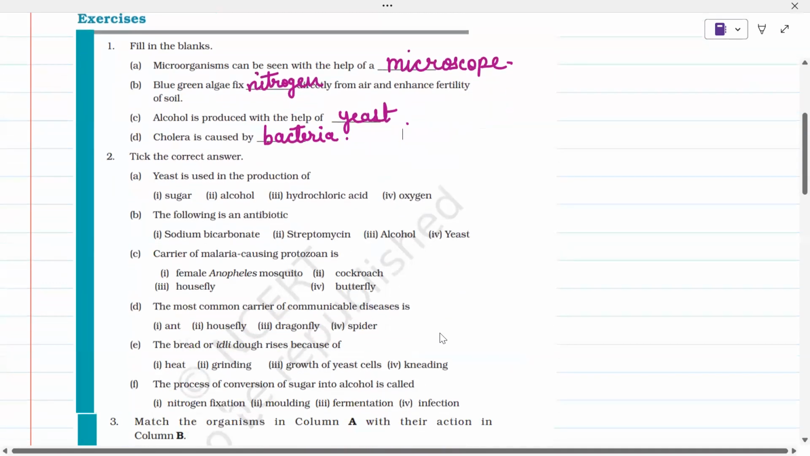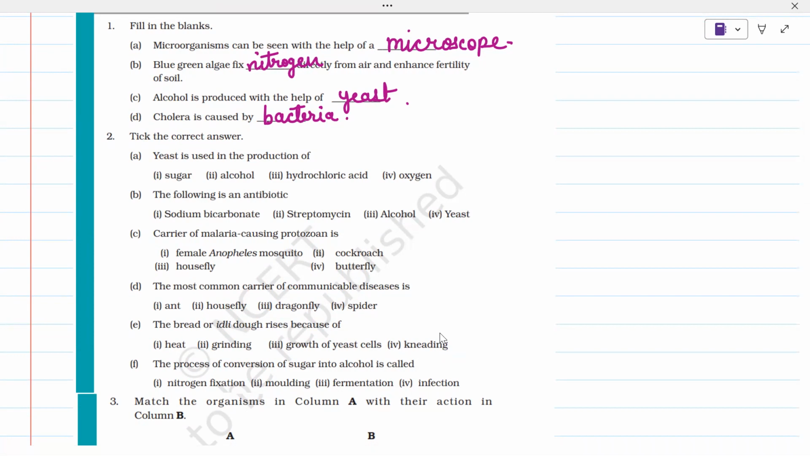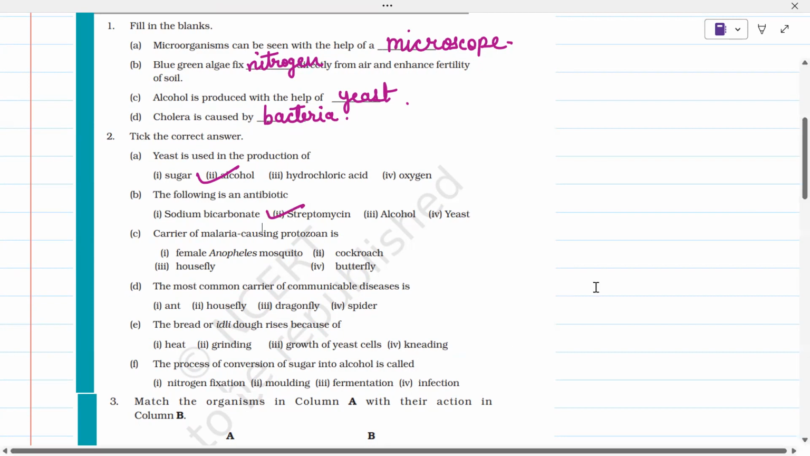Now, question number 2. Tick the correct answer. There are options given here. You need to choose the correct answer and tick it. So yeast is used in the production of, just now we have discussed, alcohol. Next question, the following is an antibiotic. Yes, streptomycin is the antibiotic. It is used for the treatment of tuberculosis.